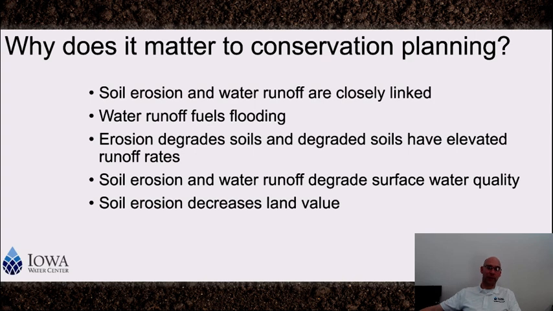So we might be asking why soil erosion and runoff are applicable to the Iowa Watershed Approach. Soil erosion and water runoff are very closely linked, and it's the water runoff estimated by the Daily Erosion Project that fuels the flooding process downstream. It also contributes to long-term soil degradation and essentially a vicious cycle, or positive feedback loop, where degraded soils have increased runoff rates and experience increased erosion.